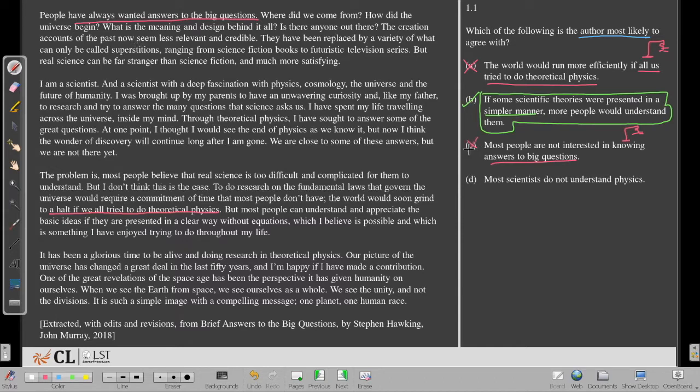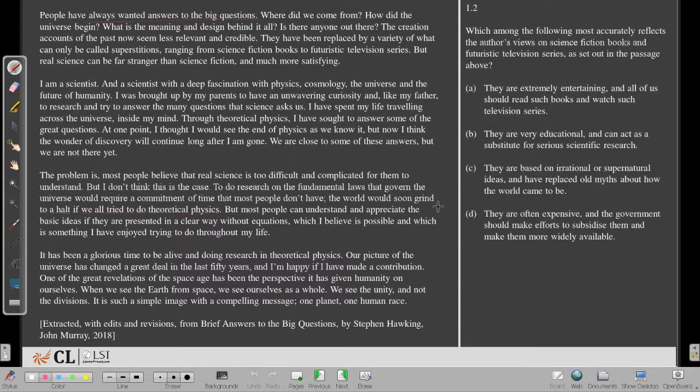So this can directly contradict. Most scientists do not understand physics. Okay, these are all B. Very clearly B. Let's look at point 2.